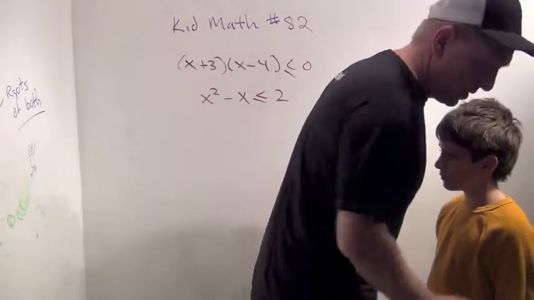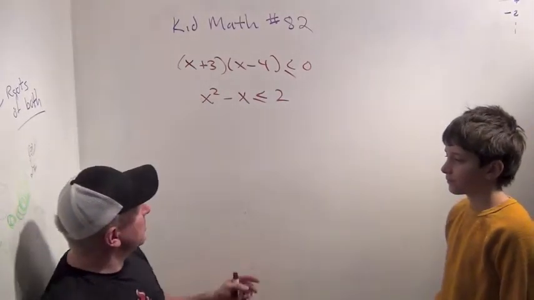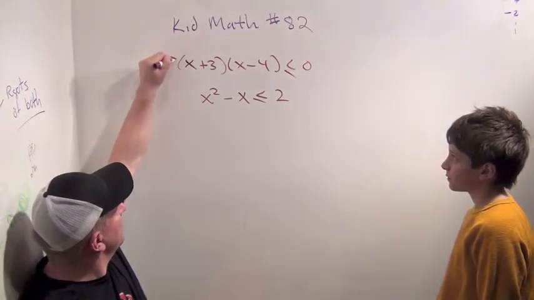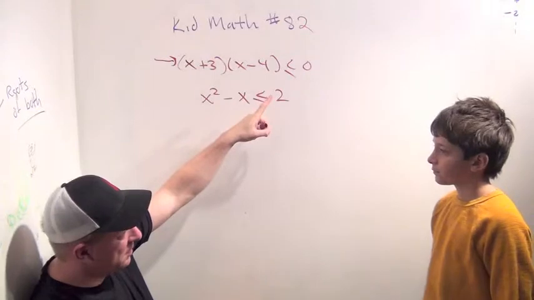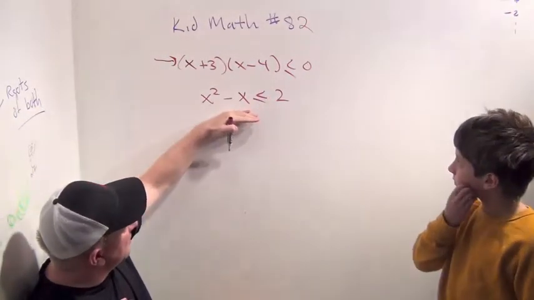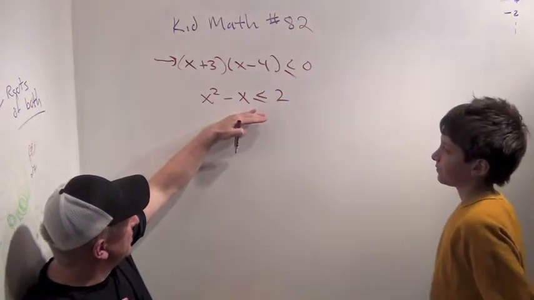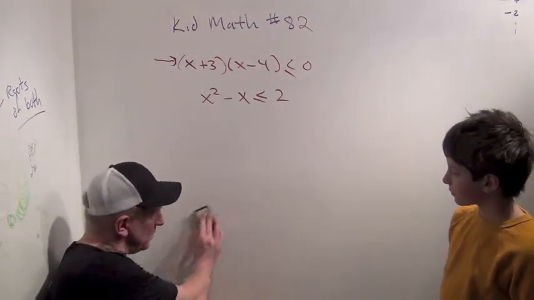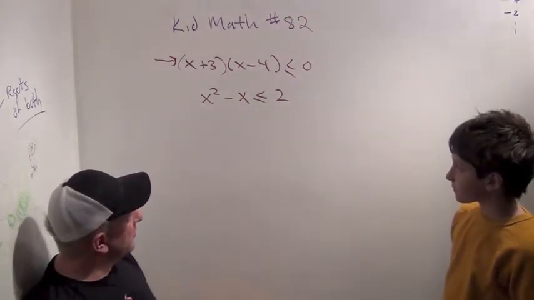So we just started our new section on our problem solving algebra book, and we're studying quadratic inequalities. Yesterday we talked about this. We're trying to figure out when x plus 3 times x minus 4 is less than or equal to 0. Today we're going to do a slightly more challenging problem, which is very similar to their second example in the book. x squared minus x is less than or equal to 2. All right, how do you want to approach this problem?